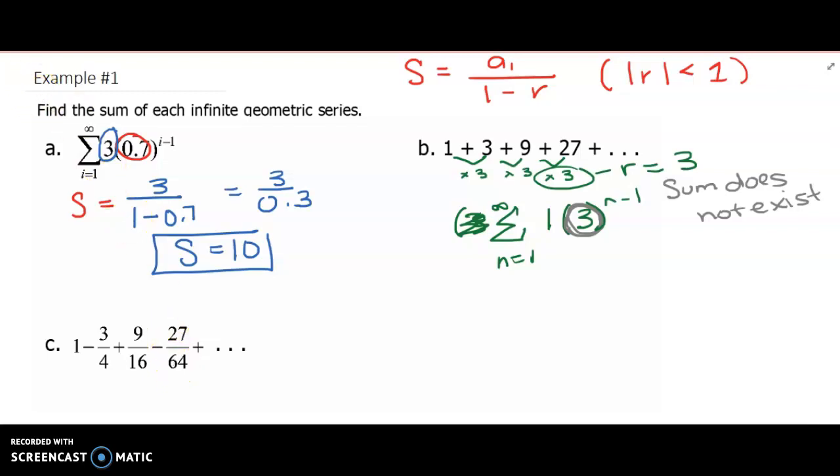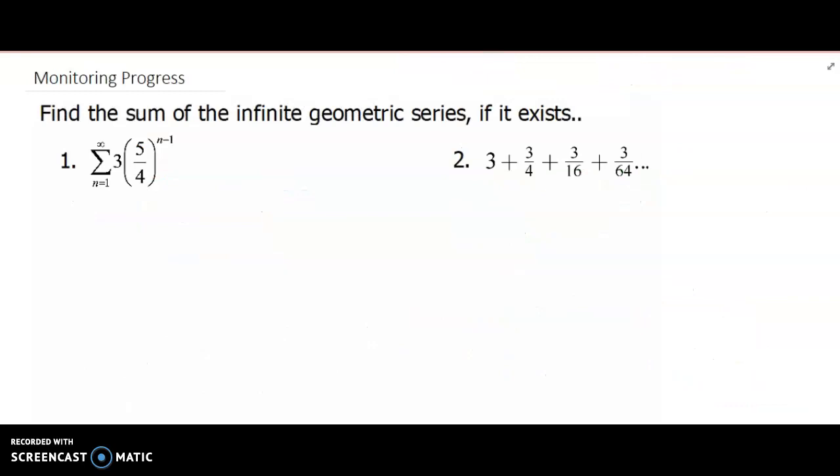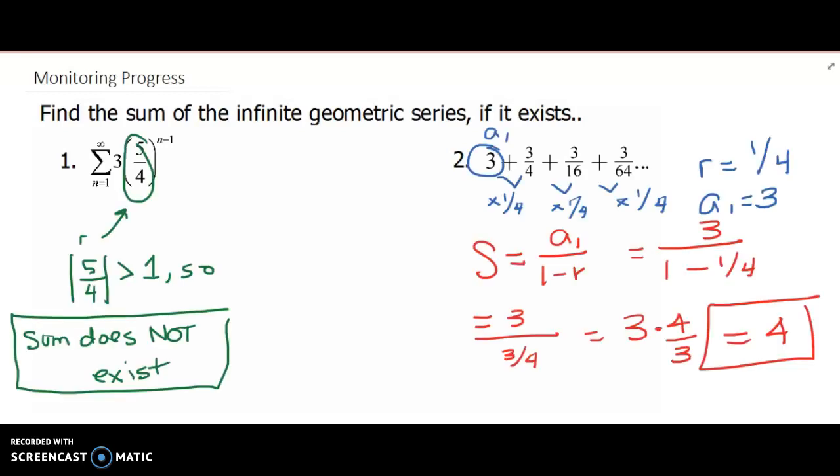All right, I want you to go ahead and try C on your own, and then we'll go over it. All right, so this is what you should have gotten for part C. All right, if you didn't get part C correctly, go ahead and try these two, or even if you did and you're still not real comfortable with them, go ahead and try these two, and then we'll go over them. And here's what we should have gotten for the monitoring progress if you completed them.